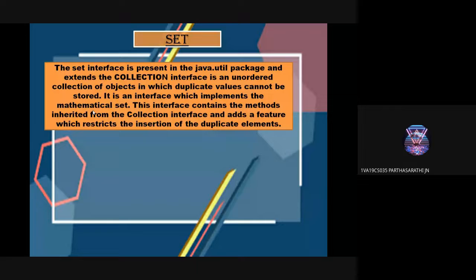Set. The Set interface is present in the java.util package and extends the Collection interface. It is an unordered collection of objects in which duplicate values cannot be stored. It is an interface which implements the mathematical set. This interface contains the methods inherited from the Collection interface and adds a feature which restricts the insertion of duplicate elements. On the set, we can perform all the basic mathematical operations such as intersection, union, and difference. The Set interface is used to create the mathematical set.